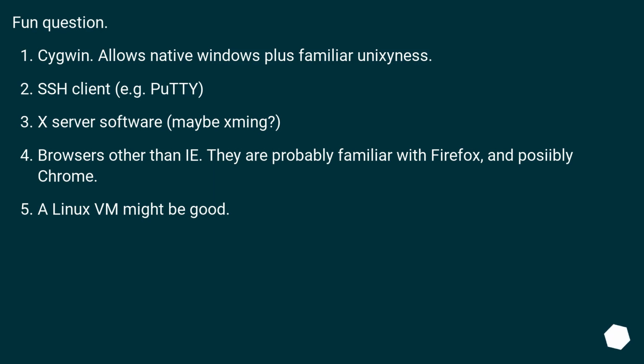Fun question. Cygwin allows native Windows plus familiar Unixiness. An SSH client, for example PuTTY. X server software, maybe Xming. Browsers other than IE. They are probably familiar with Firefox, and possibly Chrome. A Linux VM might be good.